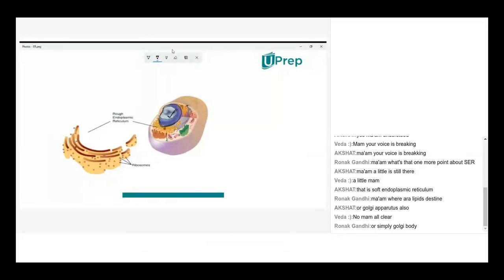Now, the endoplasmic reticulum will be in continuation with another cell organelle called Golgi complex.